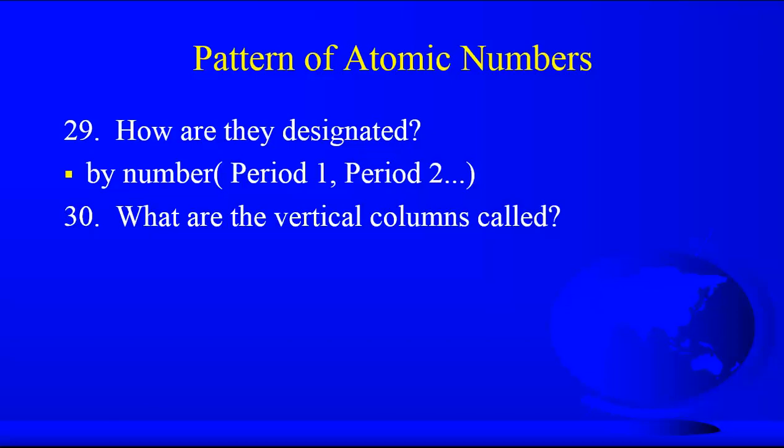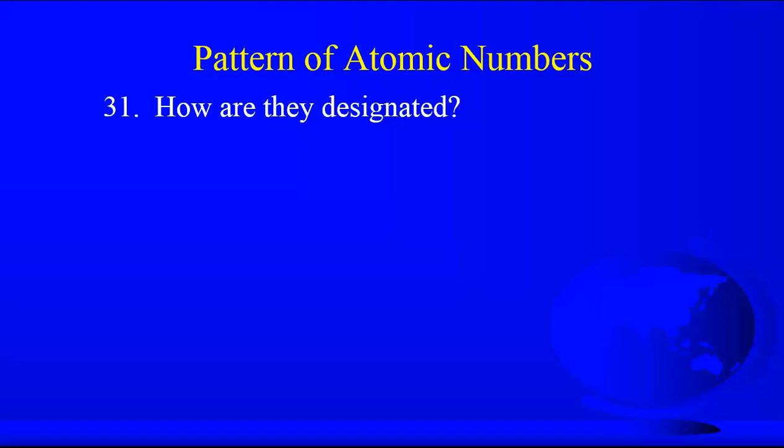What are vertical columns called? They're called groups or families. How are they designated? How are they named? Now, in your periodic table, they may have like a 1A or 1B or 2B. That's terribly disappointing. That's very, very confusing.